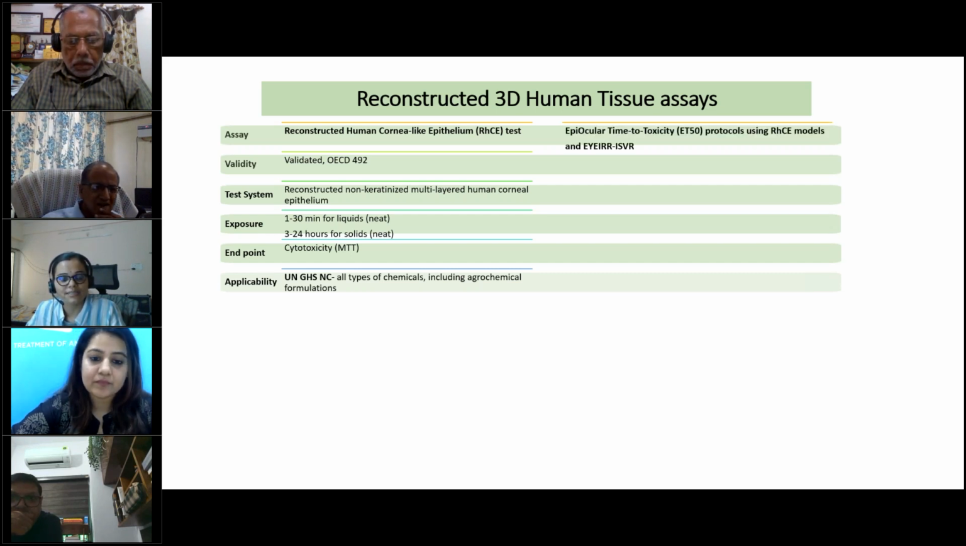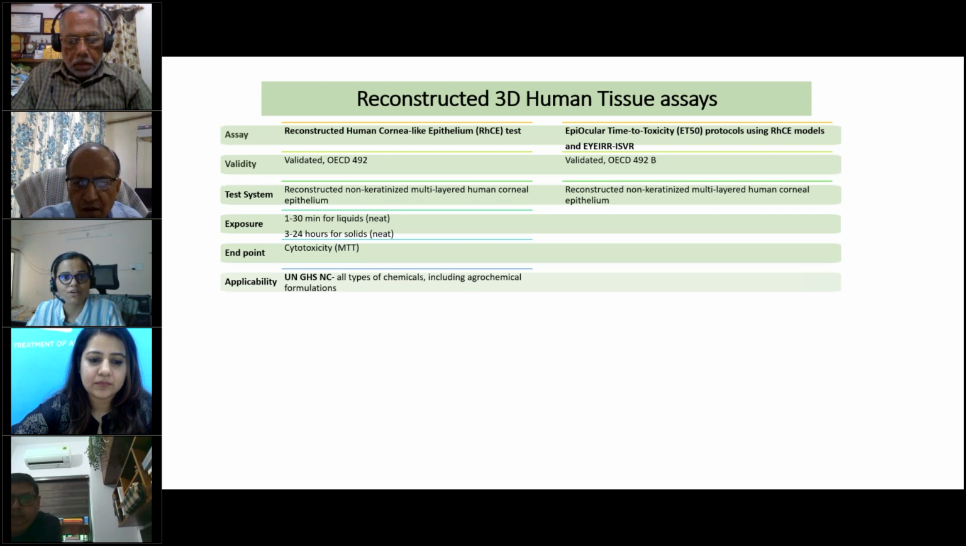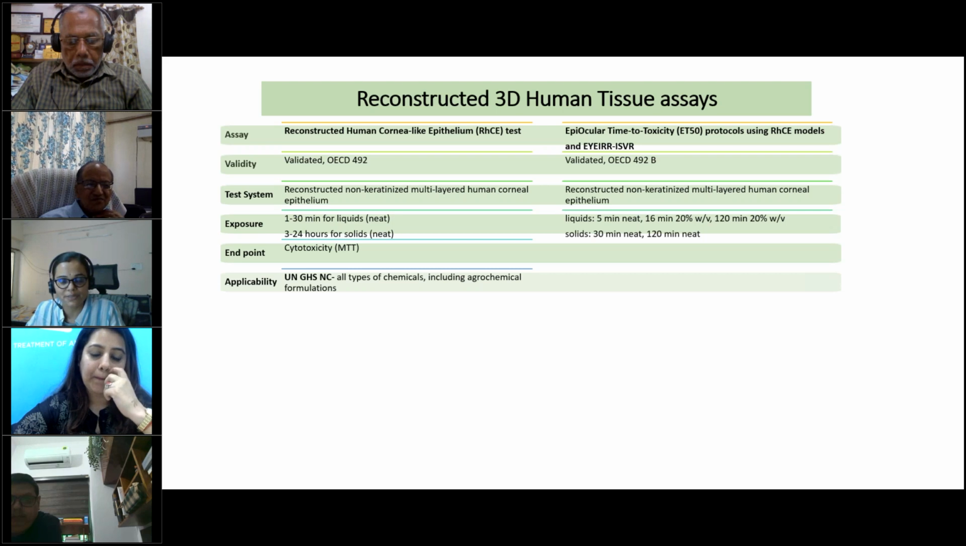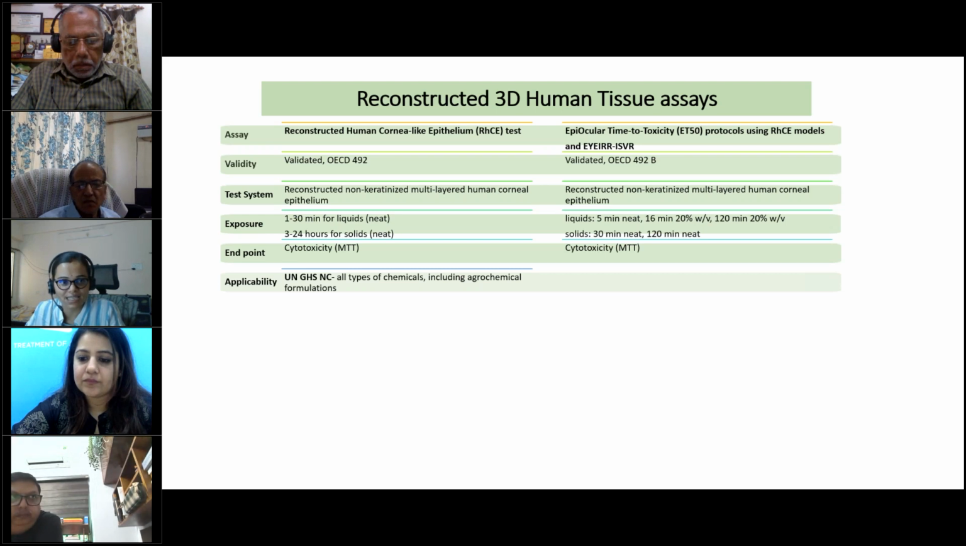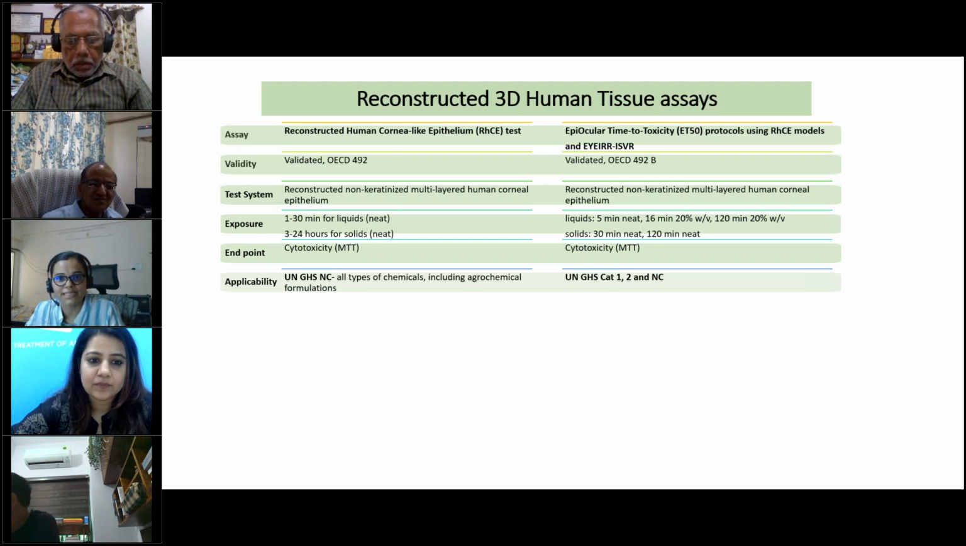Then coming to the EpiOcular time to toxicity assay, the assay goes the same as the OECD 492 RHCE method, and it is validated as 492B. The same test system of human non-keratinized multi-layer 3D tissue inserts is used. The exposure for neat liquids would be 5 minutes, and 16 minutes for 20% formulation, and 120 minutes for 20% formulation again. When it comes to solids, the neat solids will be exposed for 30 minutes and 120 minutes. The outcome would be the measurement of cytotoxicity using the MTT assay, and it is again used to classify the chemicals as category 1, 2 and non-category.